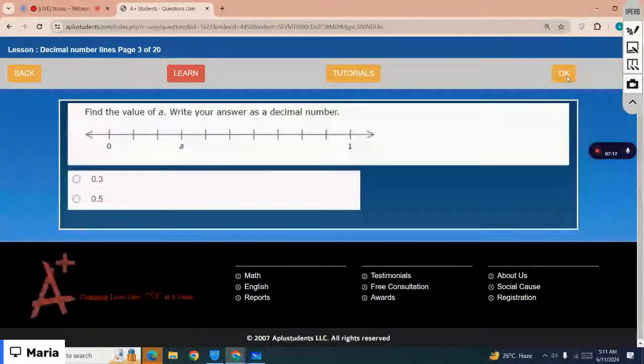Find the value of A. Write your answer as a decimal number. So which is the correct option? The correct option is 0.3. It is option number 1.